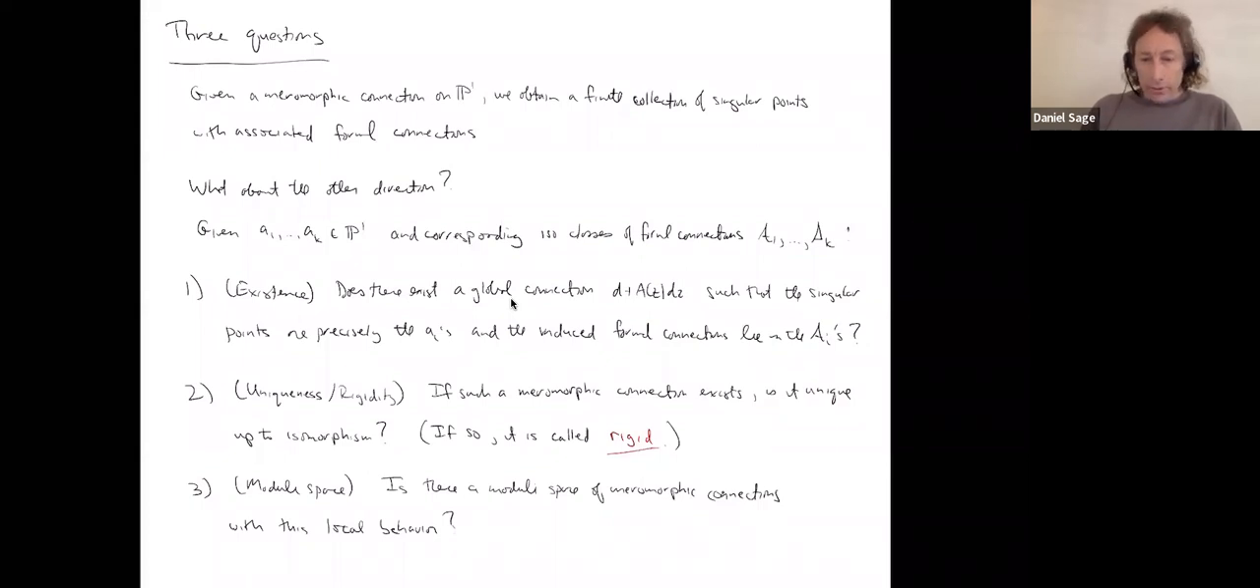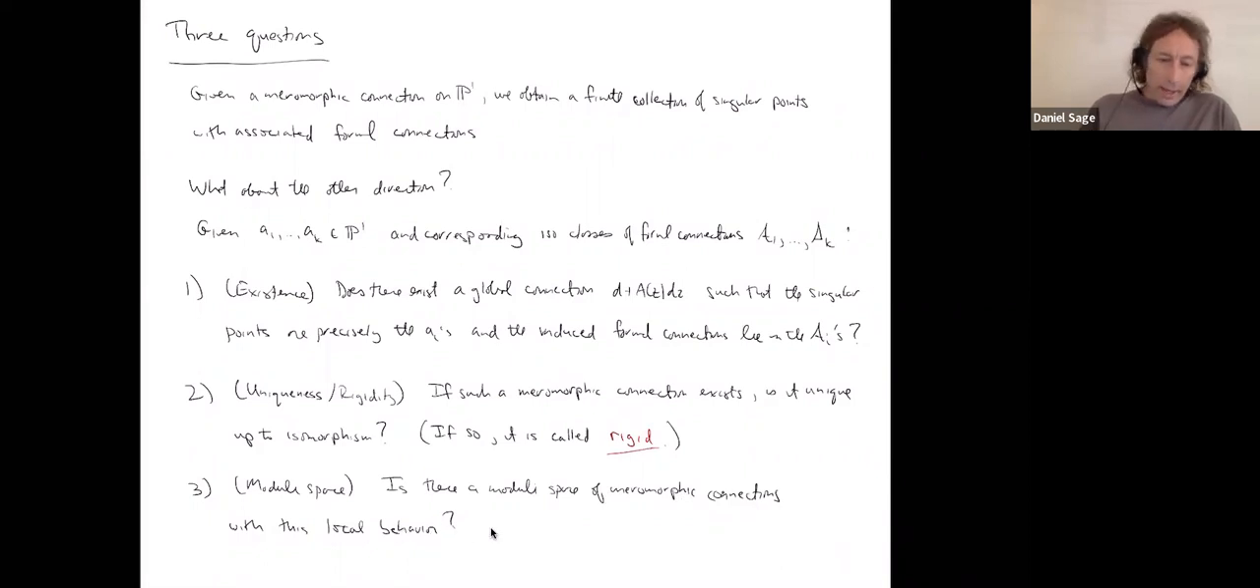And actually, as it turns out, there's going to be a weaker version of rigidity called cohomological rigidity, which I may talk about later, which means not that it's unique, but that there's sort of no infinitesimal deformations of these things. So in other words, basically, you have a finite number of them. And then the third question is about moduli spaces. Is there a reasonable moduli space of meromorphic connections with this local behavior?